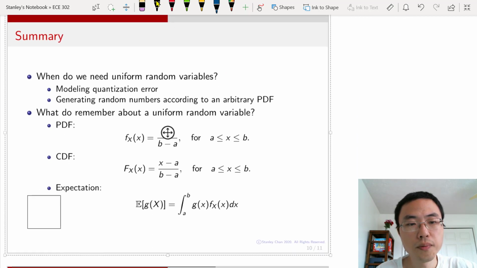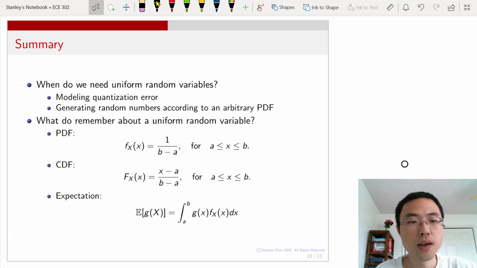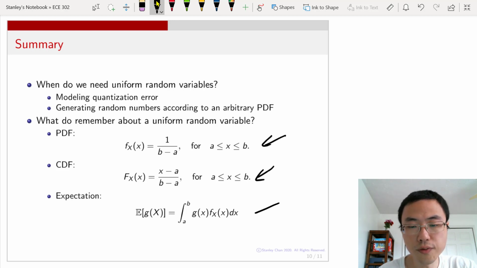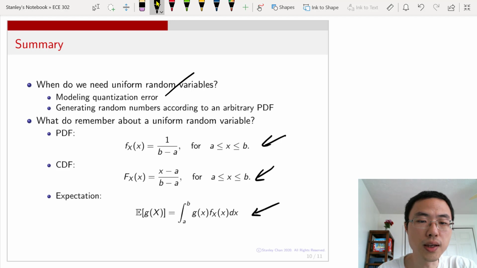Okay, so I want to summarize today's lecture by using this slide. We have learned about the uniform random variables. The PDF is given by this equation, the CDF is given by this equation, and we have gone through an example looking at the expectation. You may ask, when do we need to use the uniform random variable? I'm giving you 2 examples here. The first example is to model the quantization error.